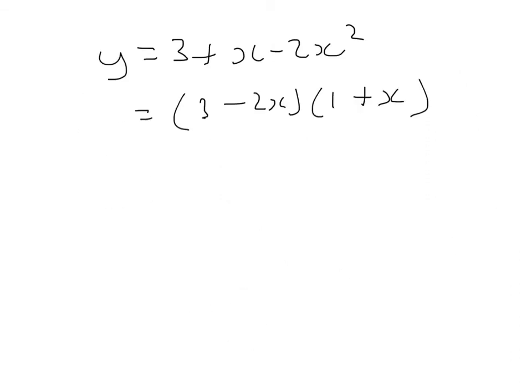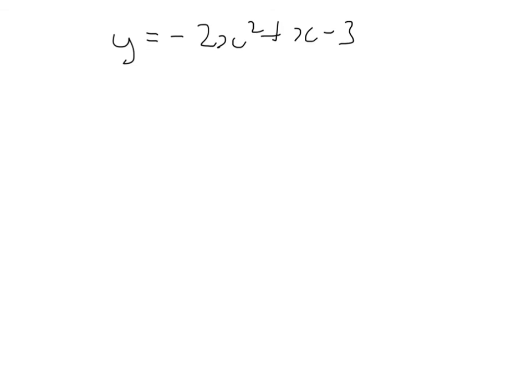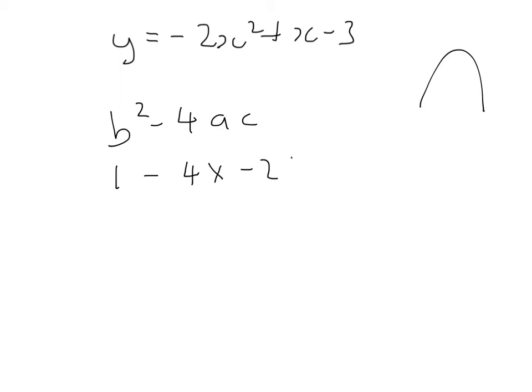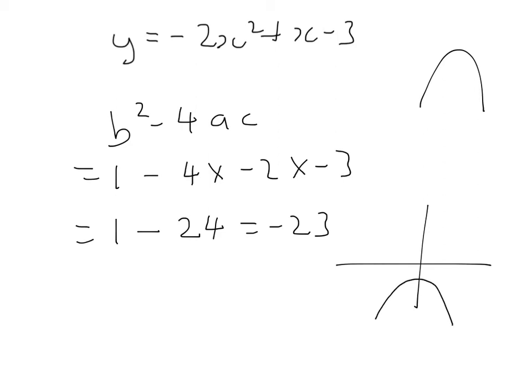It would have been simpler with that last example to write it as 3 plus x minus 2x squared, and then it factorises like that. Here we've got y is minus 2x squared plus x minus 3, so it's a minus x squared, so it's this shape. Let's think about b squared minus 4ac. b is 1, a is minus 2, c is minus 3. So that's 1 minus 4 times minus 2 times minus 3, which is 1 minus 24, so it's minus 23. So there's no point at which y equals 0, so the graph does this type of thing here. It never crosses the x-axis because there's no solutions to where y equals 0. This point here, put in 0 for x, and you get y equals minus 3.